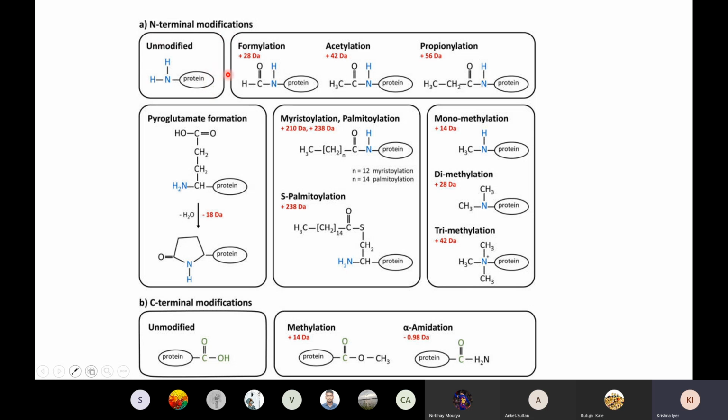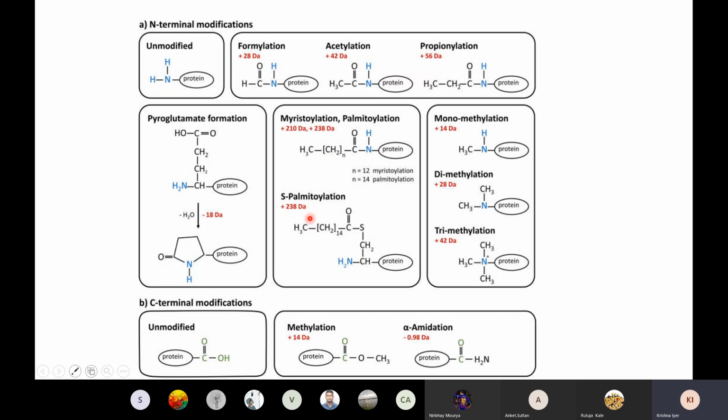Normally, if it is just NH2 at the end, we call that unmodified. One of the modifications I have already mentioned is formylation, but you can also have acetylation, that is COCH3, or propionylation, which is COCH2CH3, that is propionic acid. Sometimes we have what is called pyroglutamate formation. Here we have the terminal amino acid, and let us say it is a glutamine, which can cyclize, and you get pyroglutamate formation.